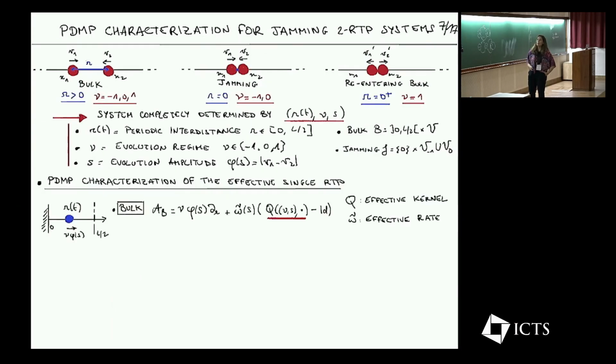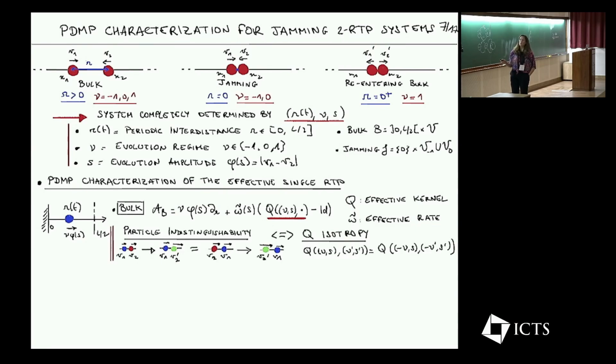So if you want the PDMP characterization of that, it's like my effective single RTP between 0 and L/2, because this is a periodic interdistance. When you're in the bulk, you're following this free transport, and then you have the tumbles, according to this Markov kernel Q. The good thing about this new parameterization is that, because of the particle indistinguishability, you have the isotropy of Q. That's because the transition from nu S, nu prime S prime, compared to the one from minus nu S to minus nu prime S prime, is the same thing as looking at your system from above or from under. So it's the same thing.